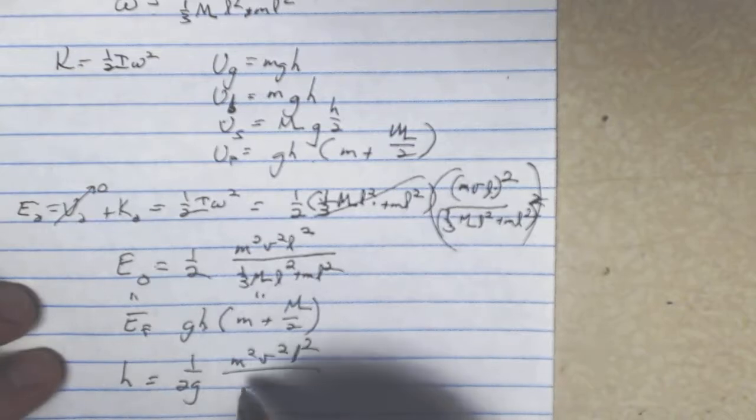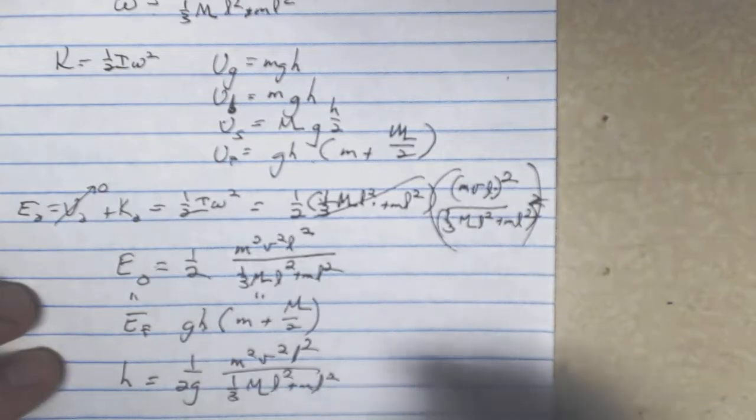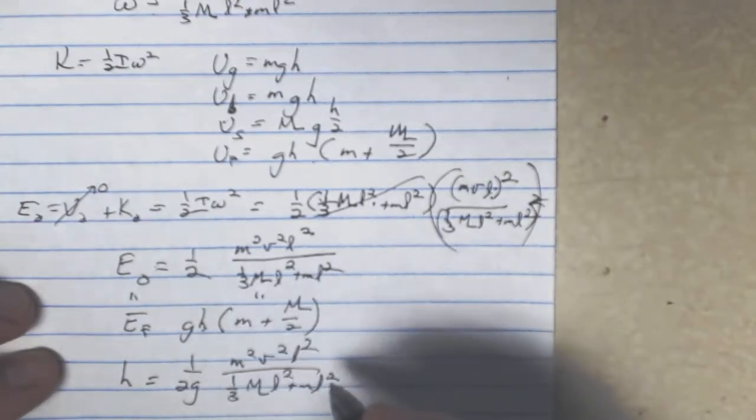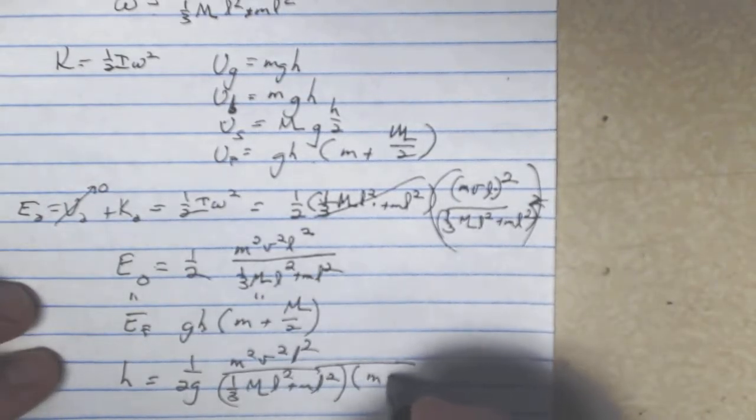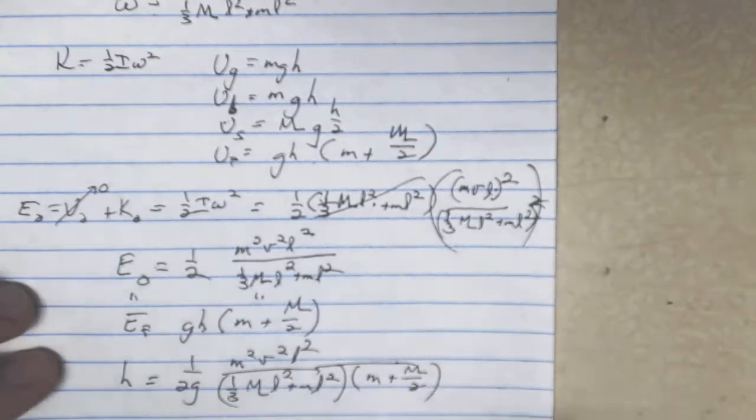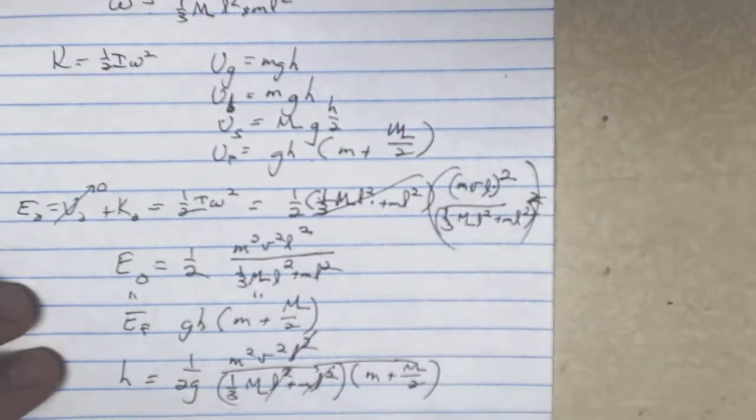And so we're left with h equals 1/2g. That comes from dividing both sides by this g. So it's 1/2g times m squared v squared L squared divided by 1/3 capital M L squared plus little m L squared. Okay, and then I have to also divide both sides by this expression, so it's also little m plus capital M over 2. And the only other thing I'm going to do to simplify it is just divide out the L squareds, because that appears in everything. Okay, it appears both up here and down here in this expression.